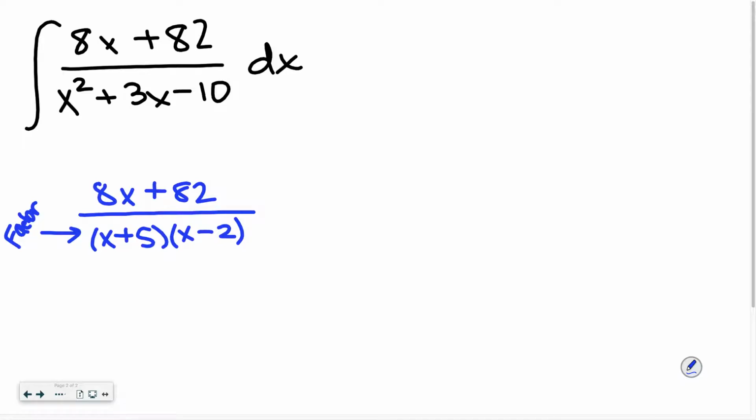How many factors are in our denominator? 2. Not a trick question. That's how many fractions we're going to pull this apart into: one with a denominator x plus 5 and one with a denominator x minus 2. Since we have linear denominators, each of our numerators will be constants. Questions so far?